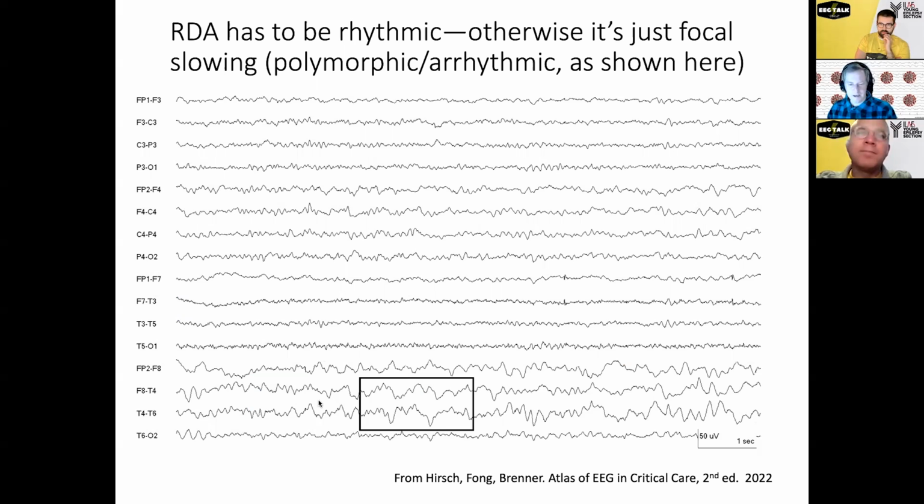But polymorphic delta like this, not rhythmic, not regular, not monomorphic, those all mean the same thing. It means there's something wrong there, but it has nothing to do with seizures. It just means there's something structurally wrong there. So this is polymorphic, arrhythmic, or irregular delta and is not RDA. I do see a lot of times, especially if it's really slow, like 1 hertz slowing, people just call it rhythmic, even if it's not rhythmic at all, but that's not correct.